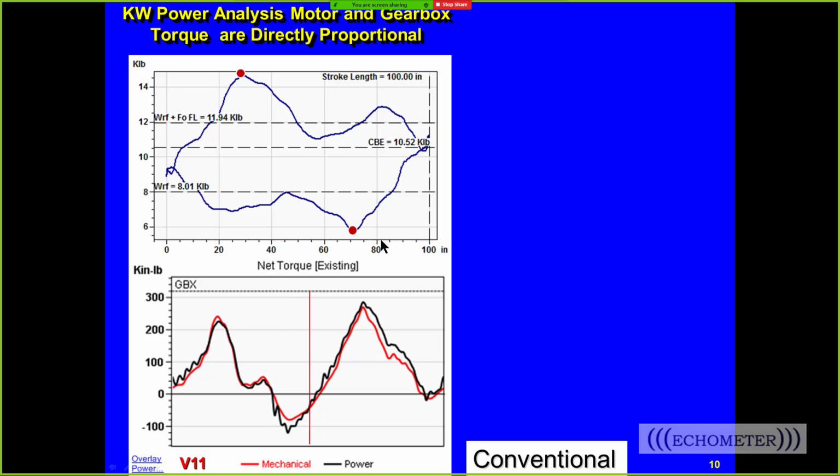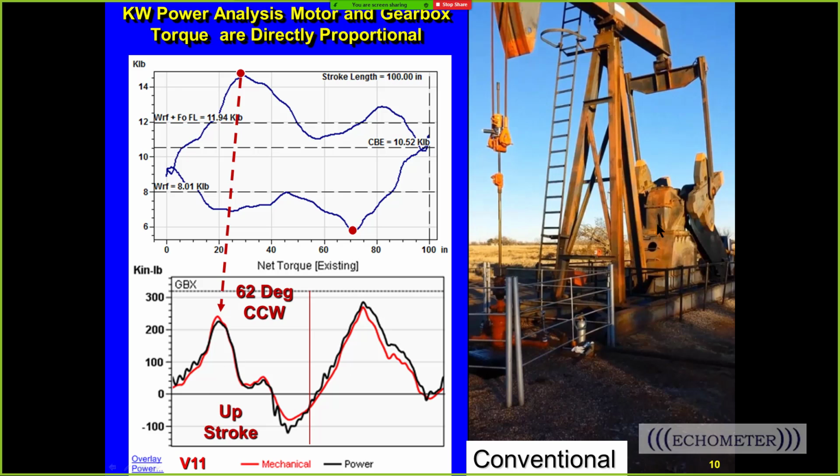Now this is a plot here of your net torque on your gearbox. The red curve is from the mechanical method that's talked about in the previous presentation, I think session number 12, and then the black curve is output from the power probes. And we see that this is our pumping unit right here, and it's a conventional pumping unit.